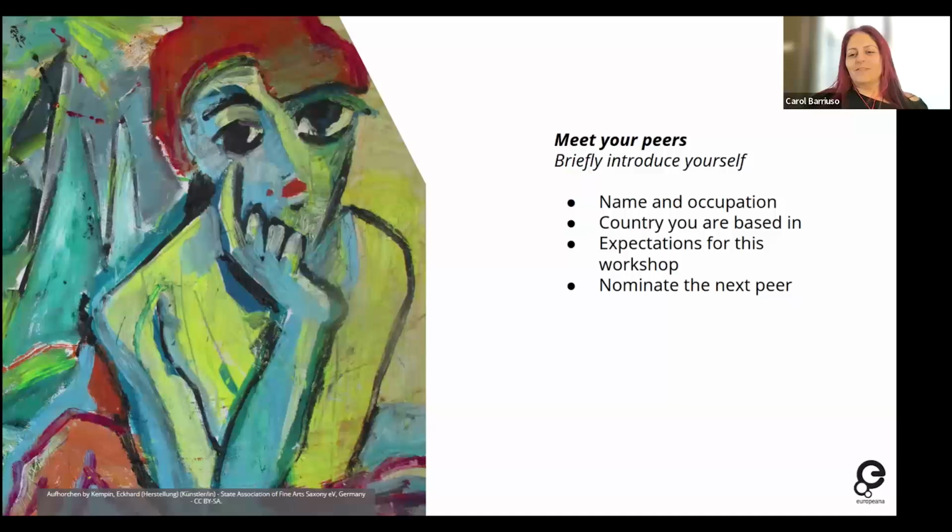So my name is Carol. I'm also an English teacher in Barcelona, well, near Barcelona in Spain. My expectations for this workshop: learning a little bit more about data space, the approach, and for research purposes, because I'm also a PhD candidate in education. My nomination goes to my friend Daniela Bunea.